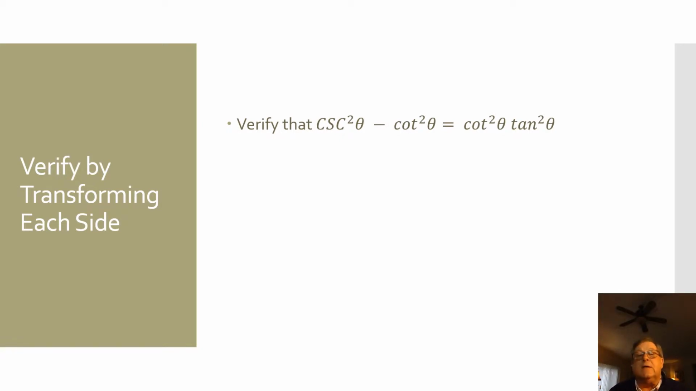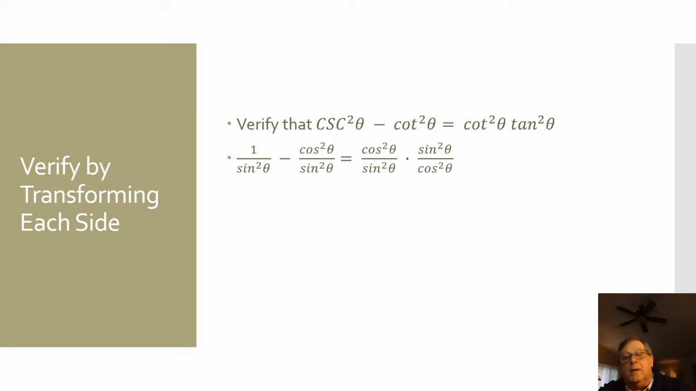Well, let's see. Here we go. We're going to transform each side and verify that they do in fact equal each other. They are in fact equal to each other. Now I can look at that cosecant squared of theta, and you see here I use my reciprocal identity to state that the cosecant squared of theta is 1 over the sine squared of theta. And then I use the quotient identity on this cotangent squared of theta to be the cosine over the sine.